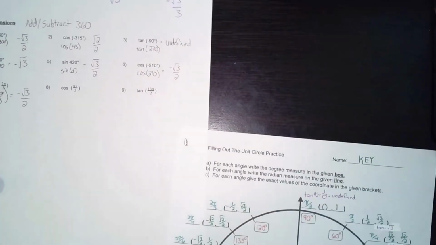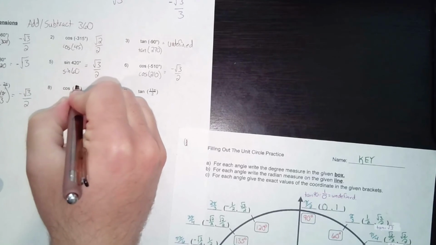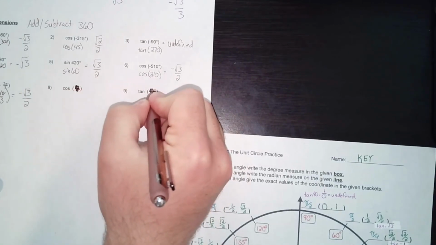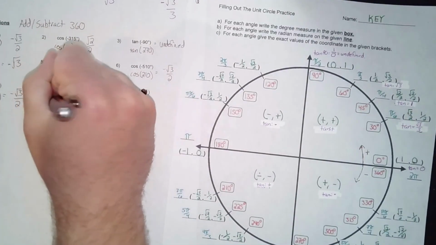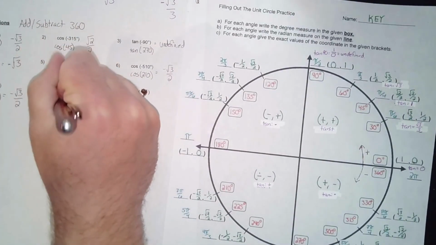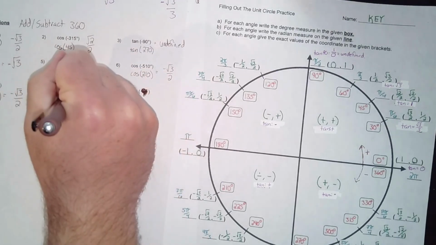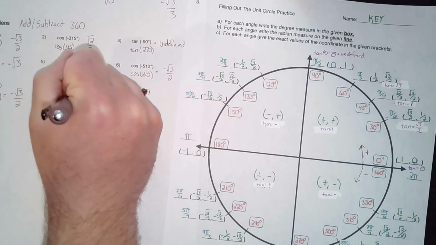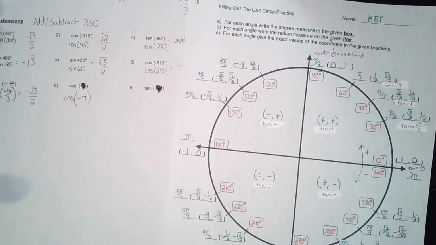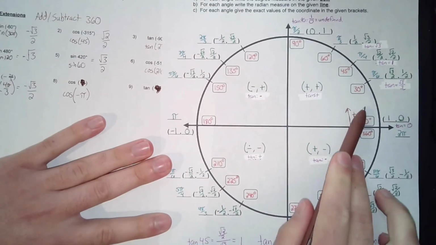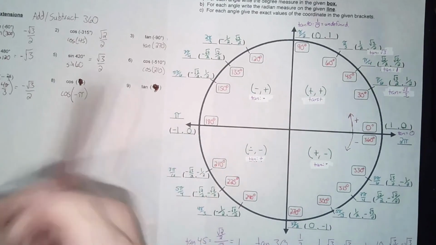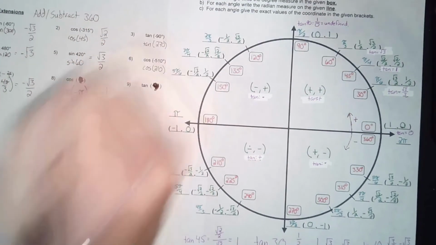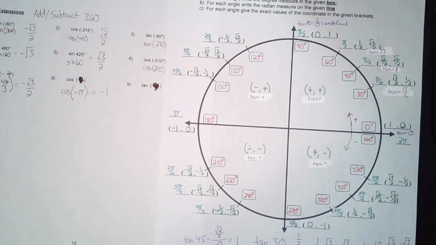Okay, I'm actually going to change these ones. They were not the ones that I actually wanted to put there. So let's do cosine of negative pi. Well, we know pi is halfway around our circle. So if I go the negative direction around, I end up over here, and my cosine value is simply negative 1.